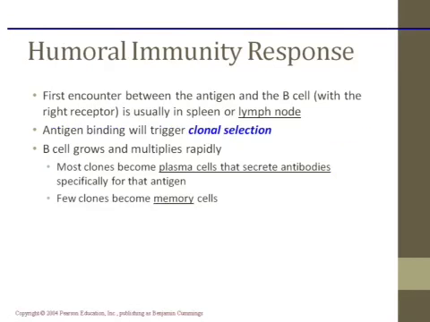Okay, so the antigen binding will trigger what's called a clonal selection, which means that antigen will bind to a certain antibody, right? Or an immunoglobulin receptor on a B cell, same kind of thing, which will trigger it to do what? Clone, right? The B cell will grow rapidly. Most clones become plasma cells that will secrete antibodies, right? And few clones will become memory cells. Perfect. Now it's getting clearer.